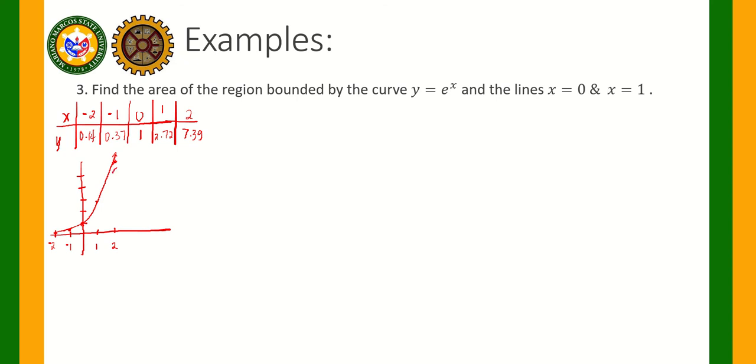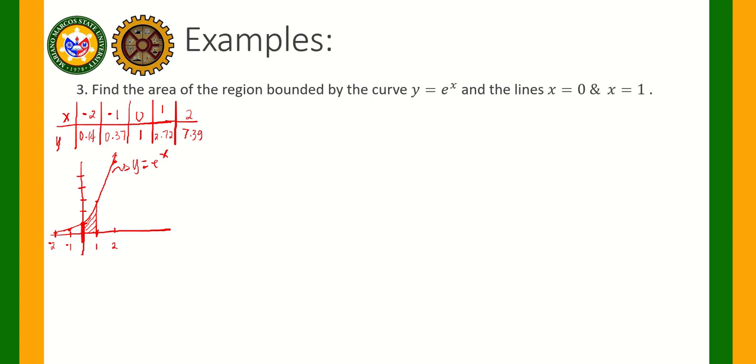Now, the area of the region bounded by the curve. This is our curve, y equals e raised to x, with the lines x equals 0 and x equals 1. This one is x equals 0, and this one is x equals 1. So what we will get now is this region. We are going to get the area of that region.